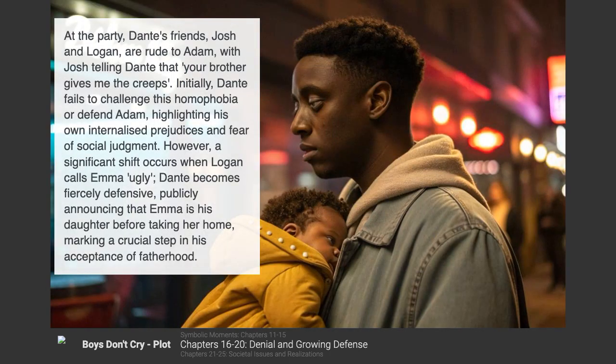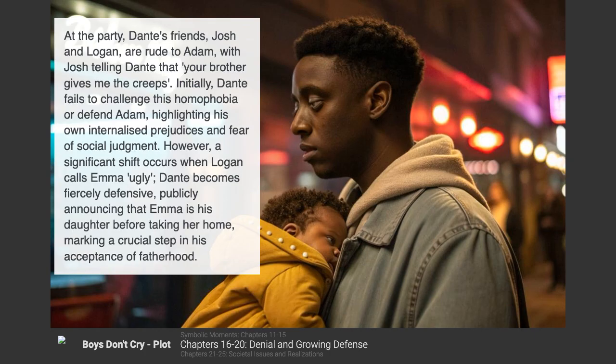At the party, Dante's friends Josh and Logan are rude to Adam, with Josh telling Dante that your brother gives me the creeps. Initially, Dante fails to challenge this homophobia or defend Adam, highlighting his own internalized prejudices and fear of social judgment.